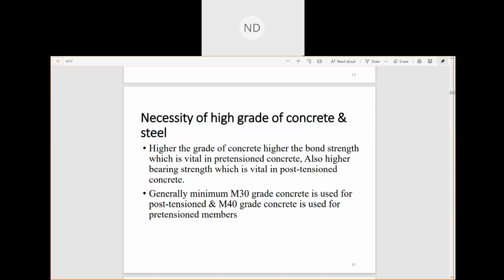As I told you, pre-stressed concretes are used for huge structures, for heavy and greater loads. Therefore, obviously, your grade of concrete must be greater. So we use M30 or M40 grade of concrete depending upon the method of pre-stressing.